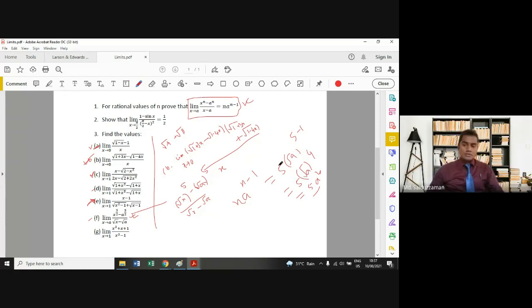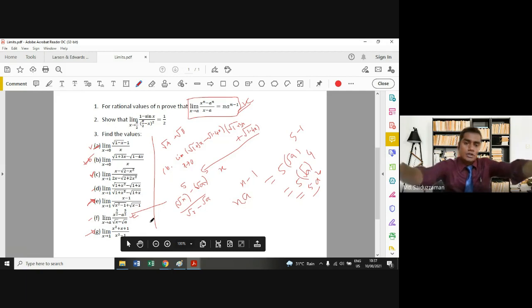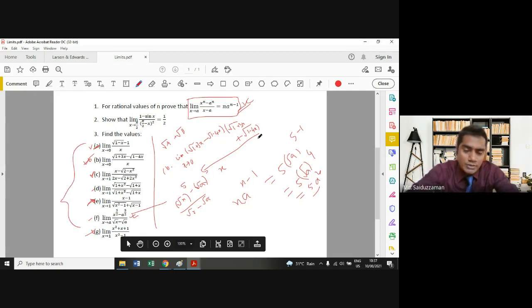Let's go. So please try this, and if possible, solve the first line also. Okay, it will be your homework, number A to G. How much can you solve? Please solve this. Okay. No more today.